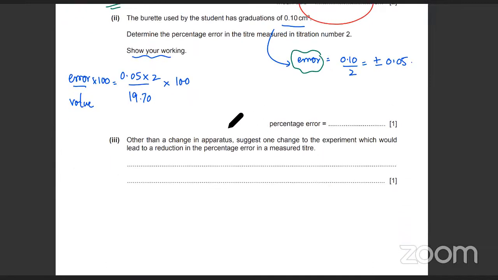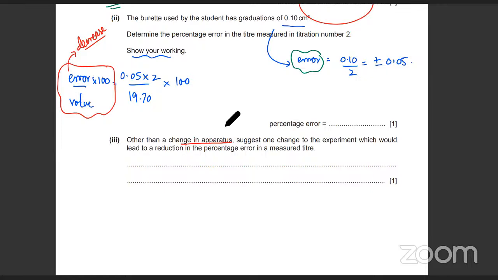Other than the change in apparatus, suggest one change in the experiment which would lead to a reduction in the percentage error. So what is percentage error? Percentage error is this thing. Now he's saying without any change in apparatus, because apparatus can reduce the error. There are two ways of actually reducing the percentage error. One is you decrease the error. How do you decrease the error? Use a more accurate apparatus.